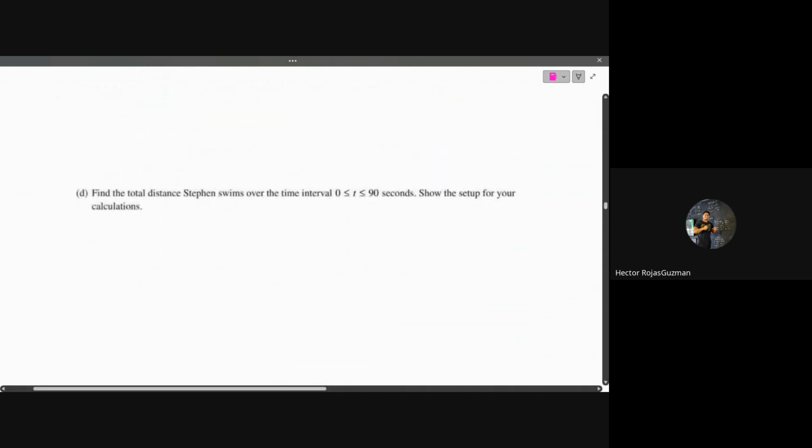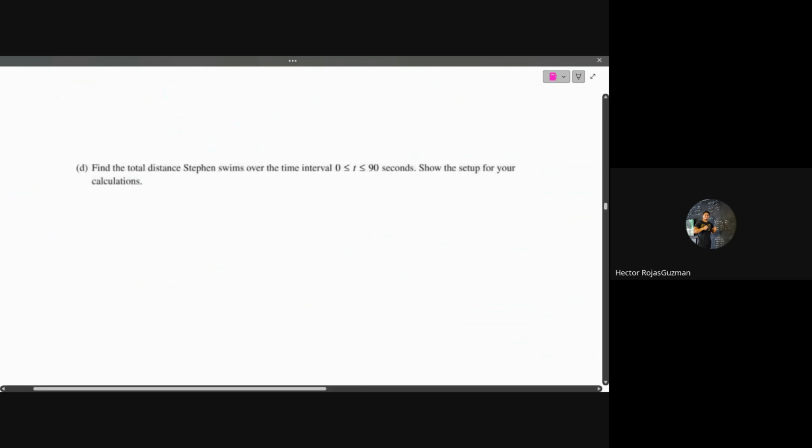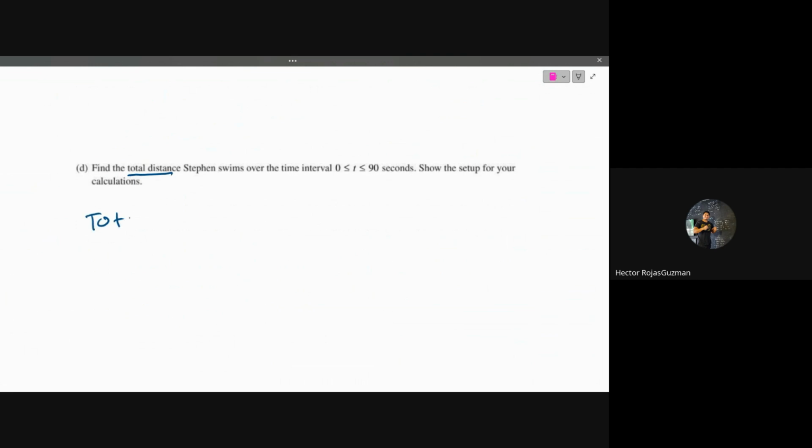Find the total distance Steven swims over the interval from 0 to 90 seconds. Keyword here, total distance. To calculate the total distance that he swims, you're going to take the integral from a to b of the absolute value of v of t dt. So the integral from 0 to 90 of the absolute value of your function.